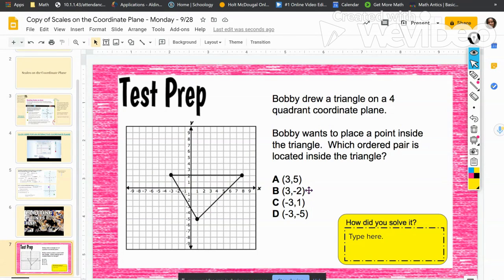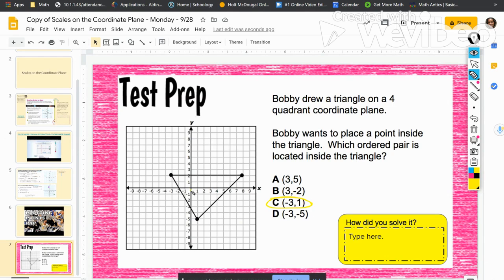And then the very last question, it says, okay, Bobby drew a triangle on a 4-quadrant coordinate plane. Bobby wants to place a point inside the triangle. Which ordered pair is located inside the triangle? Now this one, people were so close, so close. We were talking about inside. A lot of y'all were choosing C, which was -3, 1. Let's look at C though.